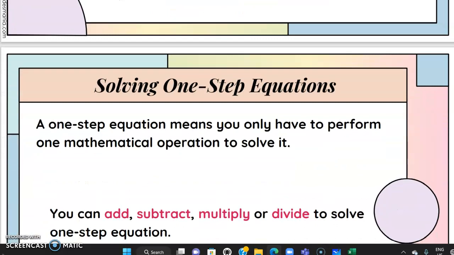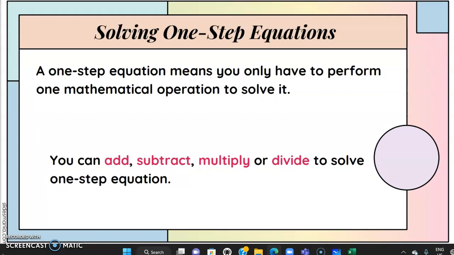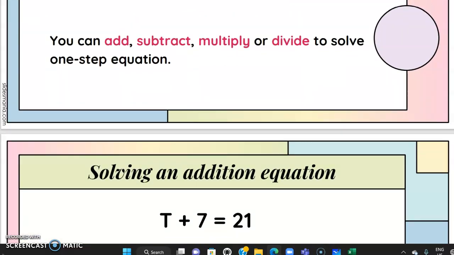Then, equations and how to solve a one-step equation. A one-step equation basically means you only have to perform one mathematical operation. It would be either addition, subtraction, multiplication, or division. So before we start learning the 4 types of operations in solving an equation, you have to know the difference between an equation and an expression.